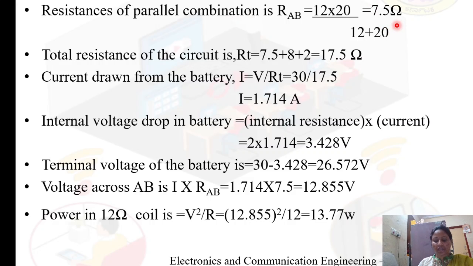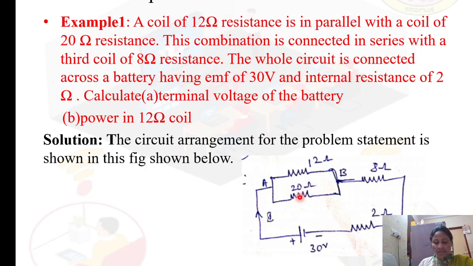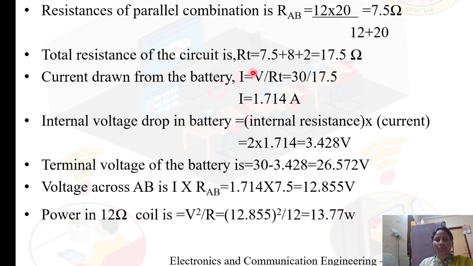Let us find the total resistance of the circuit. Now 12 ohm and 20 ohm we have replaced with RAB, and this combination is in series with 8 ohm and again in series with 2 ohm. So we have to take RAB plus 8 ohm plus 2 ohm to find the total equivalent resistance. So our total is RAB, which is 7.5 ohm, plus 8 plus 2, which gives us 17.5 ohm.